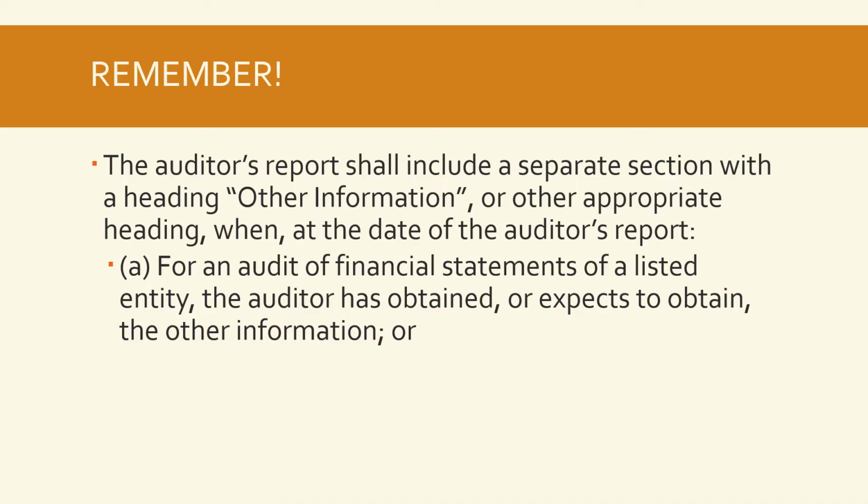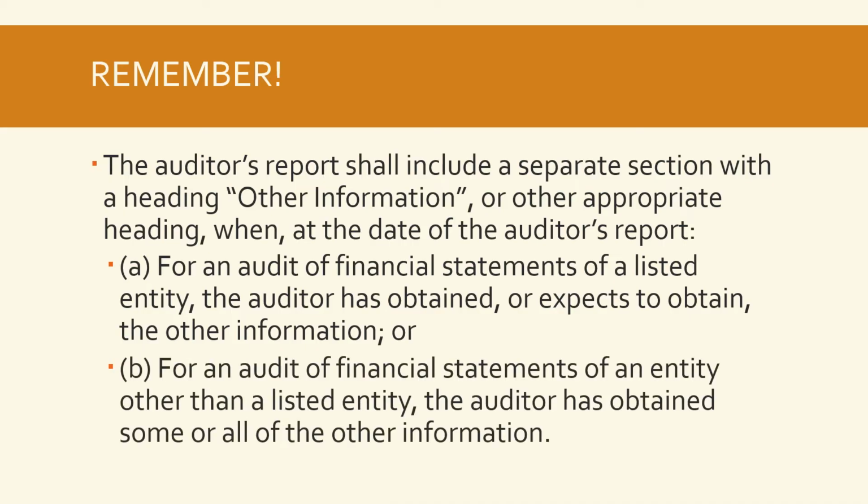If it's a listed entity, even when you are only expecting to obtain the other information, you already have to include a separate section on other information with the heading Other Information, even if you're only expecting to obtain this other information. However, for non-listed entities, this section will only appear if you have already actually obtained some or all of the other information.